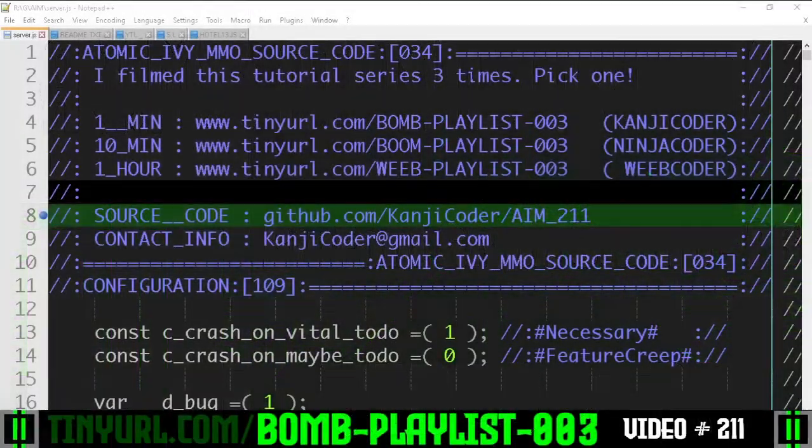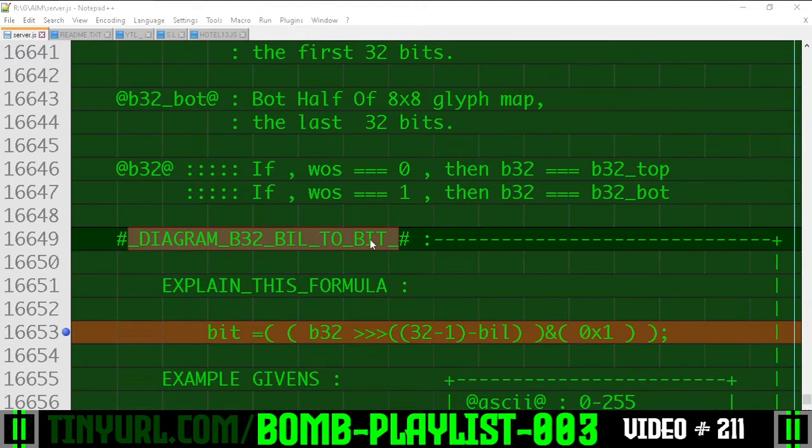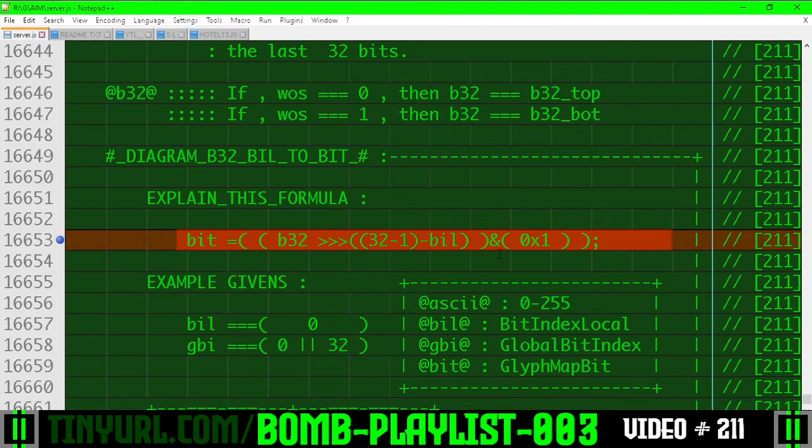Video 211. This is a comment-only delta. We are describing this line using this tag right here. Let's go take a look at it. This formula is kind of confusing because we have this inversion of the bit index local.